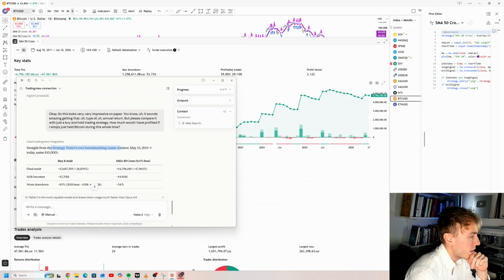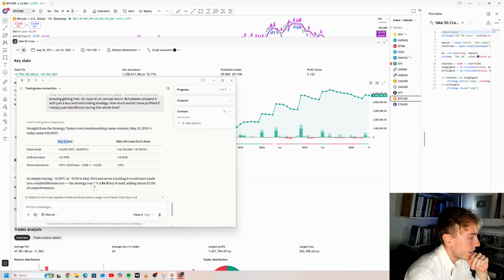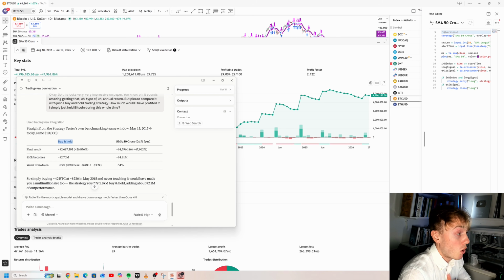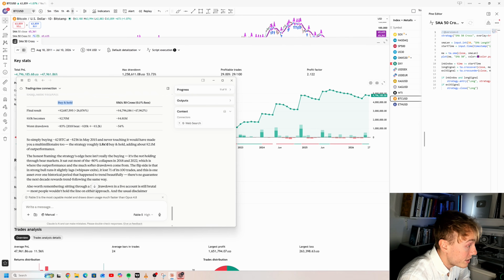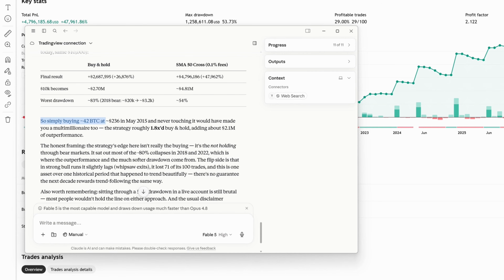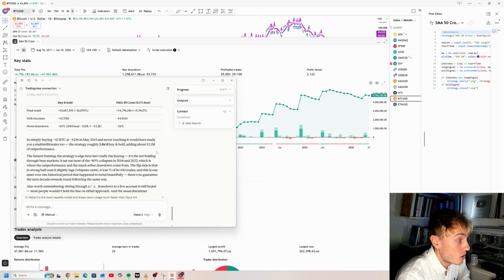Okay, so here, straight from the strategy tester's own benchmark, you can see that a buy and hold strategy would have also made you multiple millions. You can see it would have made you 26,000%. But in this case, the simple SMA 50 cross trading strategy, even with fees, highly outperformed the buy and hold. And that was actually a little bit surprising for me. So here, simply buying 42 Bitcoin at $236 in May 2015 and never touching it would have made you a multimillionaire too. The strategy was roughly 1.8x buy and hold. So the SMA strategy was almost twice as profitable.